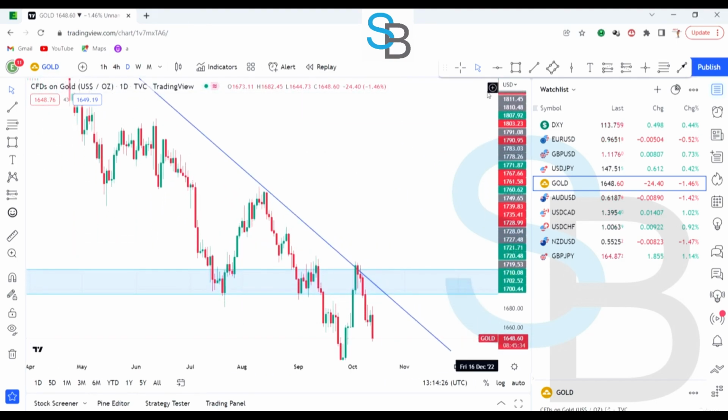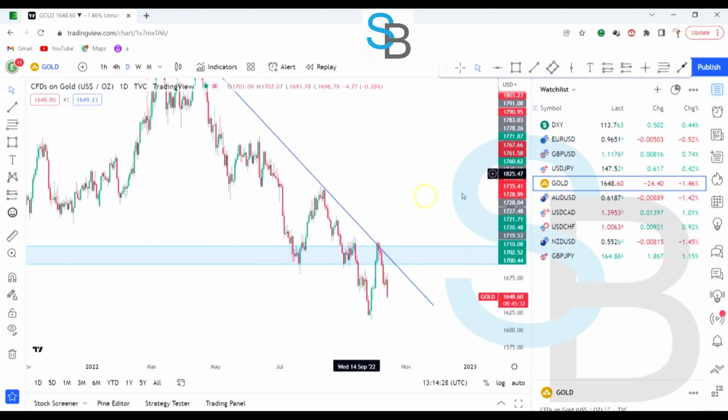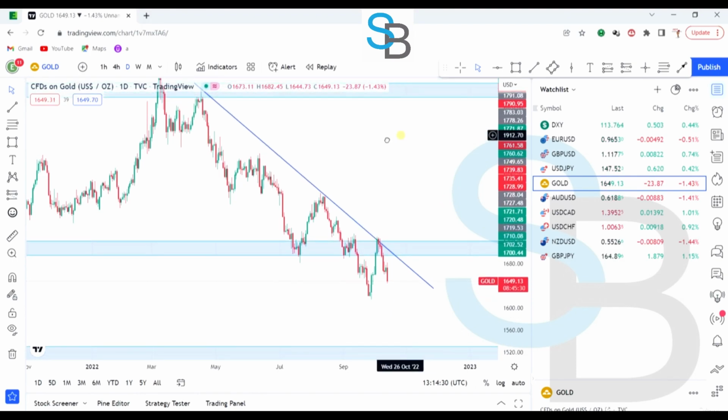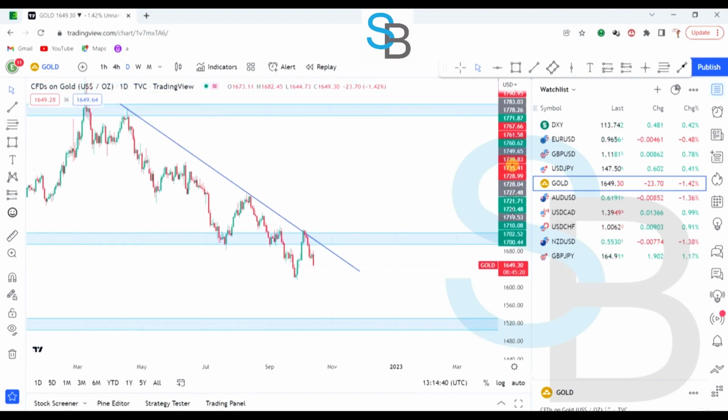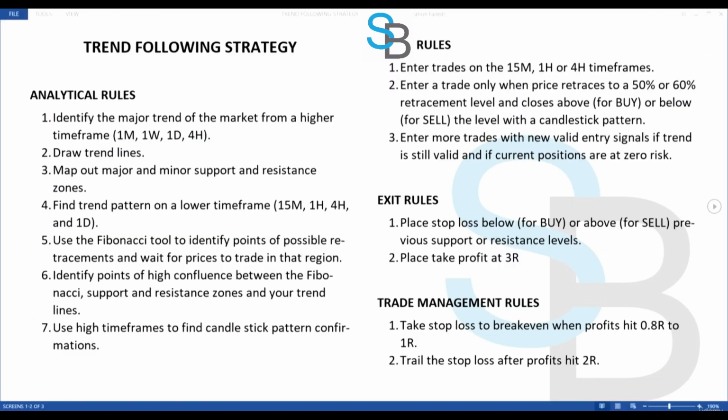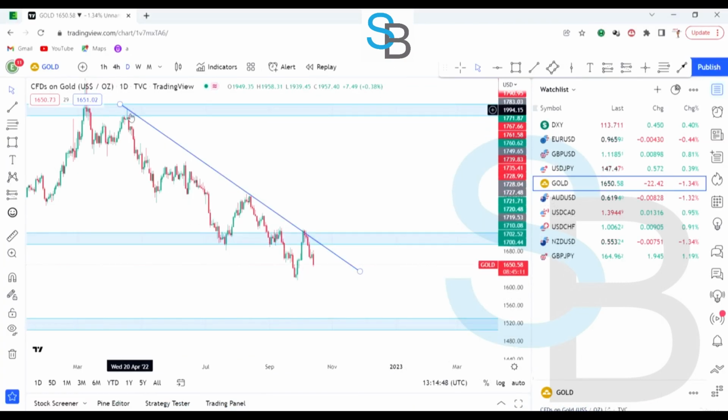So you can see we started from the monthly, and the monthly gave us the direction. From the monthly we went down to the weekly and kept confirming things. Now we are in the daily time frame, right? And when we look at our rules, we find the trend pattern, and of course we've seen the trend pattern here. We find lower lows, lower highs, lower lows, lower highs, lower lows, lower highs, right? Good. So the trend is downward.